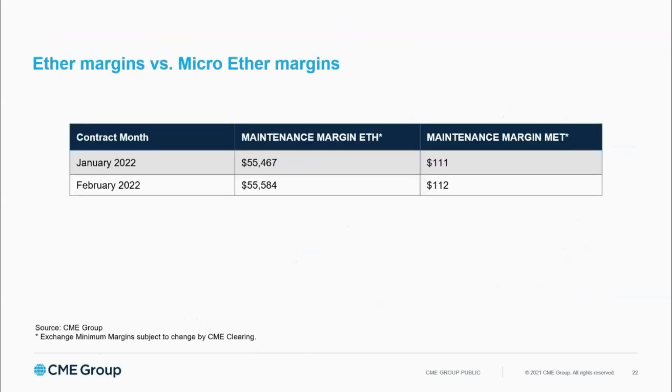And then the margin on our ether contracts is relatively inexpensive. So it's about 30% of where the notional is trading. So the maintenance margin today on our Jan contracts is $111. On our Feb contracts, $112. And when you take a look at the comparison on our standard Ether contract, since our standard Ether is 50 Ether per contract, standard Ether is $5,500. So you're looking at 1/50th of the margin requirement on our micro Ether contract.